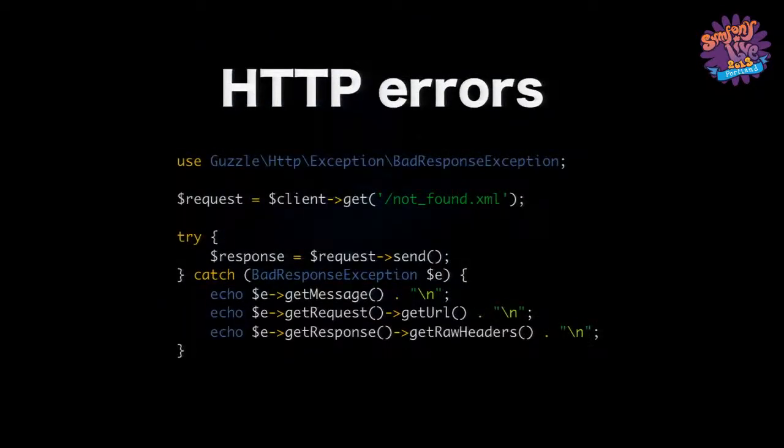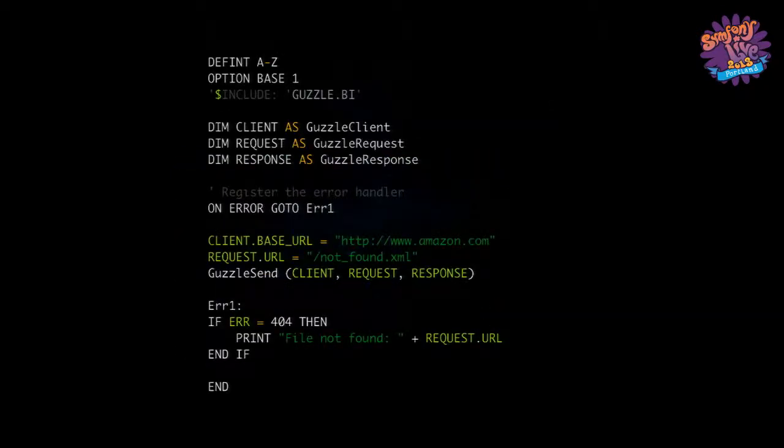HTTP errors, this is how you would actually try-catch if you were trying to catch a bad response. So you can get information like the URL and the headers that were sent. And QBasic doesn't have exceptions, so you have to use an on-error go-to.